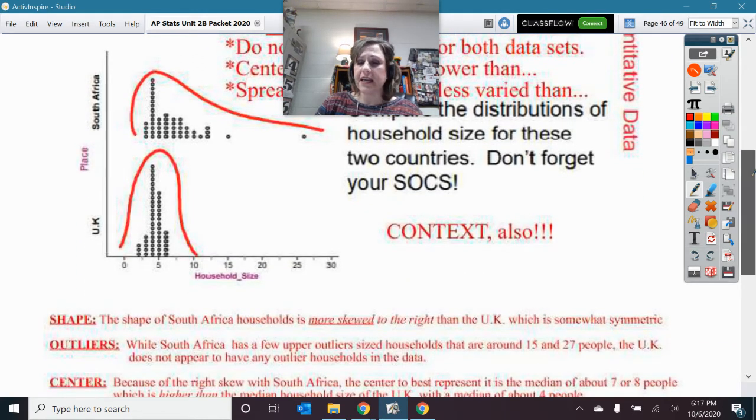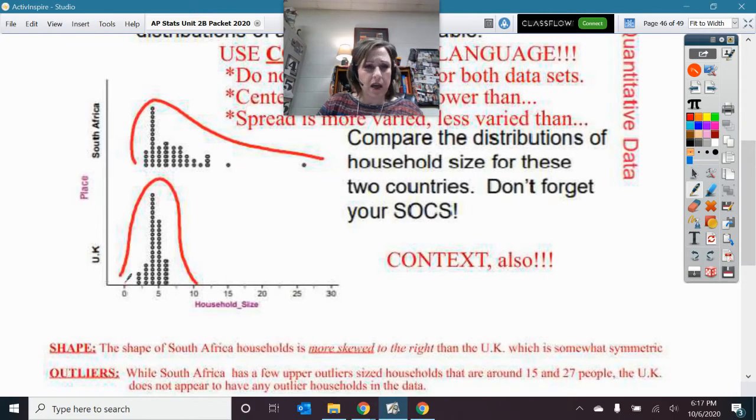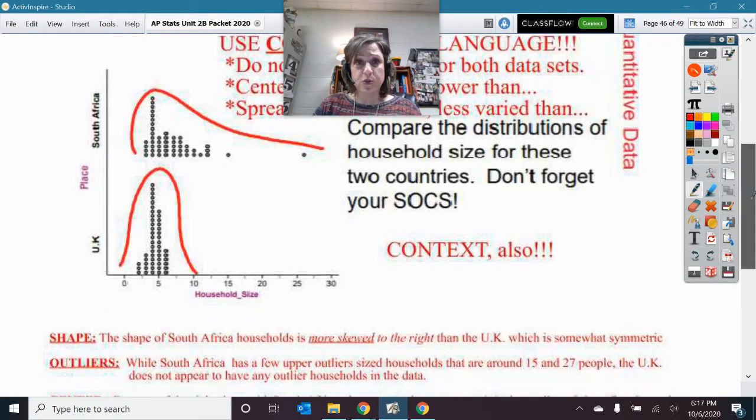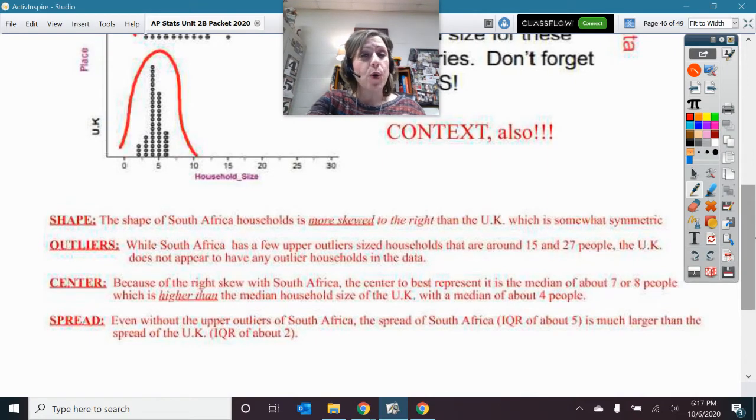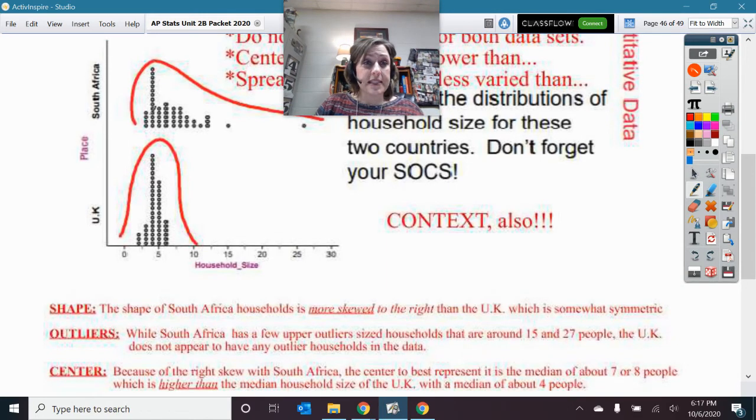So, let's just take a look at this quick little example of household size in the UK and South Africa. Okay, so I can see what I got going on here. I'm comparing the distributions with my SOCS, and I just write out one SOCS here because I'm going to connect them together the whole time. I'm not going to do two separate SOCS. All right. So the shape of the South Africa households is more skewed to the right than the UK households, which are somewhat symmetric. There you go.